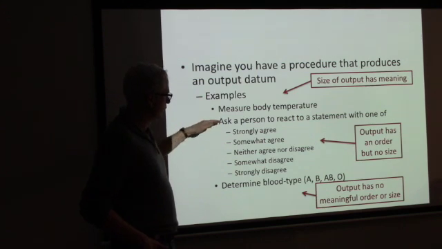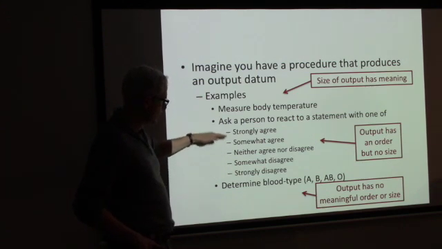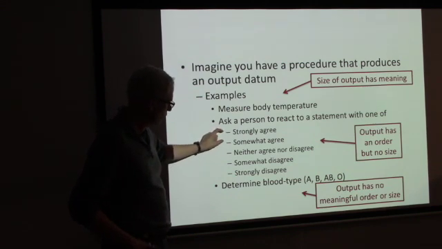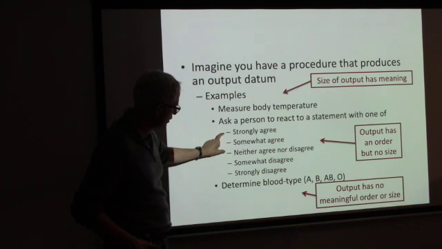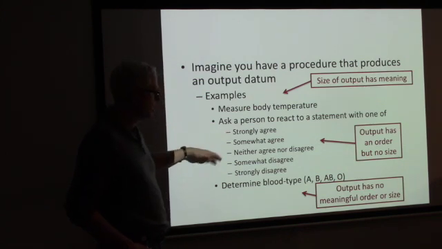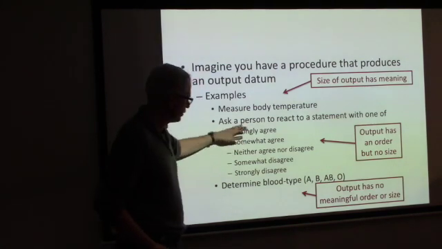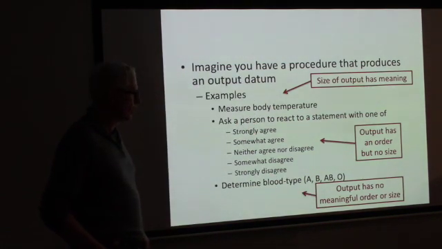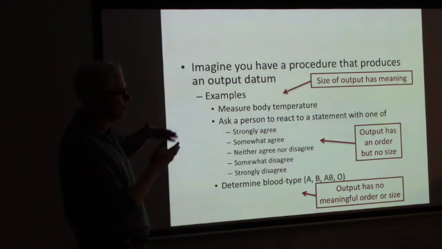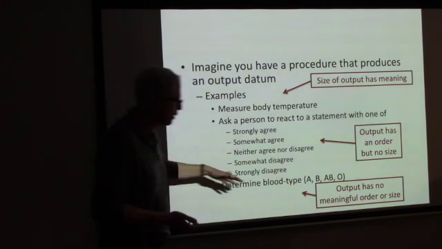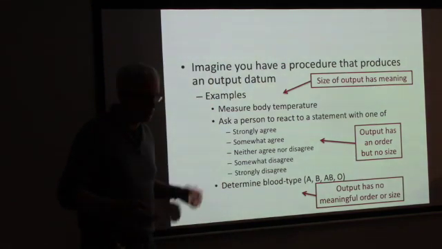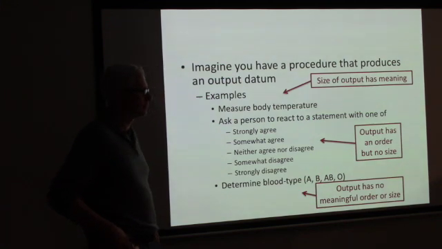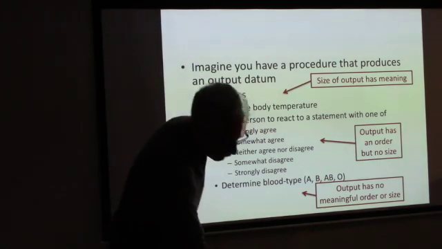And in this case, there's an order to these things, but there's no obvious notion that this difference is twice as much as this difference or anything like that. So this is another type. And then this is a third type, where not only is there no size to these things, but there's no order either. So all these different types exist. Okay.